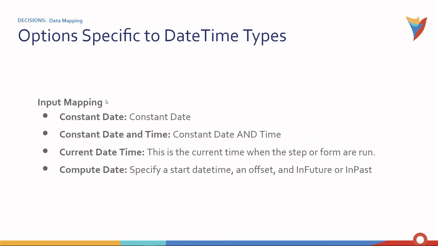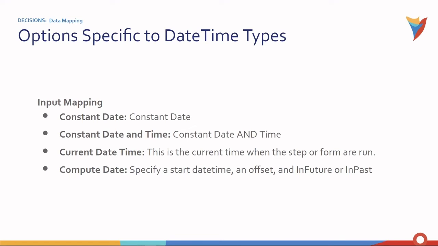And then options specific to date time types. On the input mapping, let's say you only need the date, you don't need the time. You have the option on the input to just set it as a constant date. So if today's June 3rd, 2022, and you want that to be that constant date of June 3rd, 2022, then that's the option you would choose. Now, if you want it to be that same date and then a time as well, you can use that constant date and time.